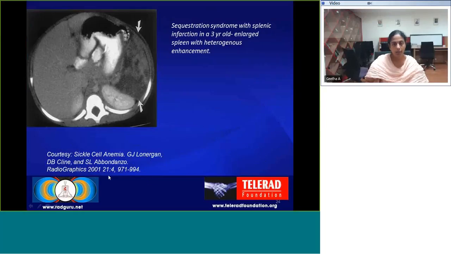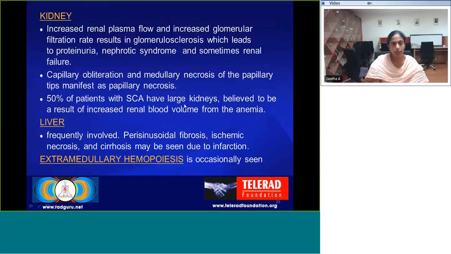This is an example of sequestration syndrome with splenic infarction and shows an enlarged spleen with heterogeneous enhancement. In the kidney, because of increased renal plasma flow and increased glomerular filtration rates, it results in glomerular sclerosis, which leads to proteinuria, nephrotic syndrome, and sometimes renal failure.